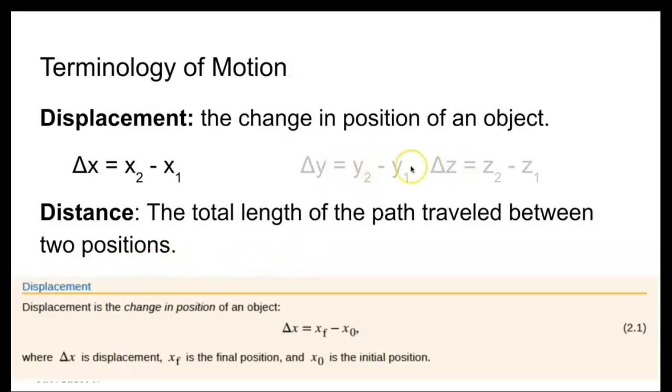And the y and the z here are grayed out because they exist and it works the same way. Y for up, down, z for out of the page, into the page. They're grayed out because we're not focusing on them right now.